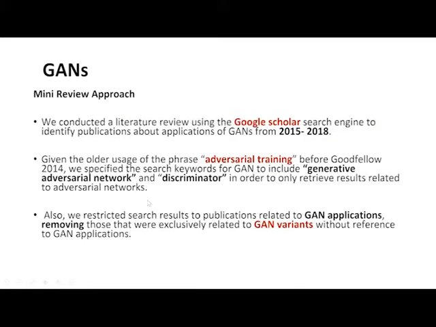So for our approach during the literature review, we used the Google Scholar search engine, and given that GAN was invented by Goodfellow in 2014, we retrieved the articles between 2015 and 2018. We specified our search keywords to generative adversarial network and the discriminator to avoid results related to adversarial training, a term that was used before Ian Goodfellow. Also, we excluded publications related to GAN variants, either architectural variants or loss function variants, to focus on publications related to GAN application.